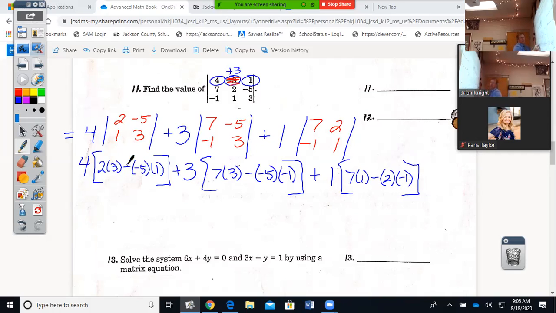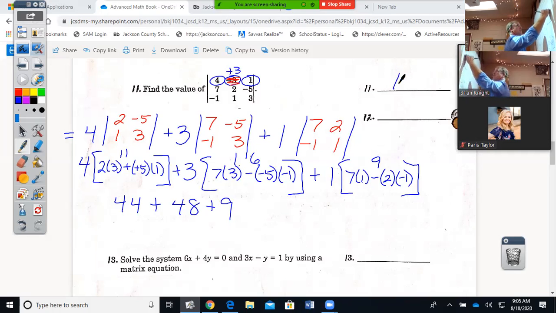So that'll be +6 plus 5 is 11. 4 times 11, 44. Plus, this will be 21 minus 5. What's 21 minus 5? 16. 16 times 3 is 48. And then last but not least, 7 plus 2 is 9. So plus 9. Add all that up, and you should get 101.